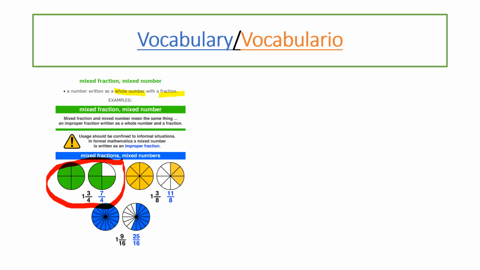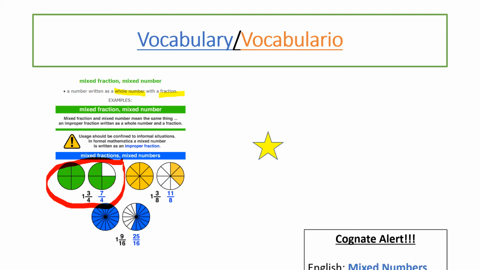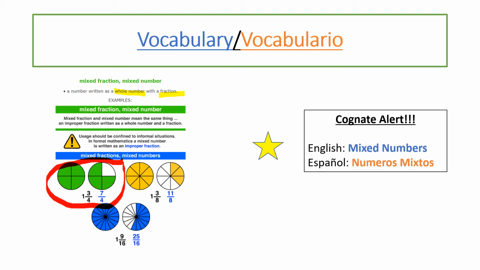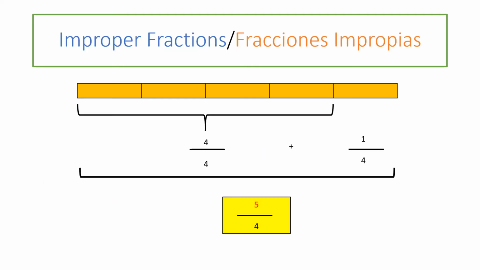What does a mixed number have? A whole number and a fraction. You're absolutely correct. And the mixed numbers are greater than one whole. What are mixed numbers greater than? You got it, one whole. Oh, another cognate alert. So in English we say mixed numbers, and in Español we say números mixtos.